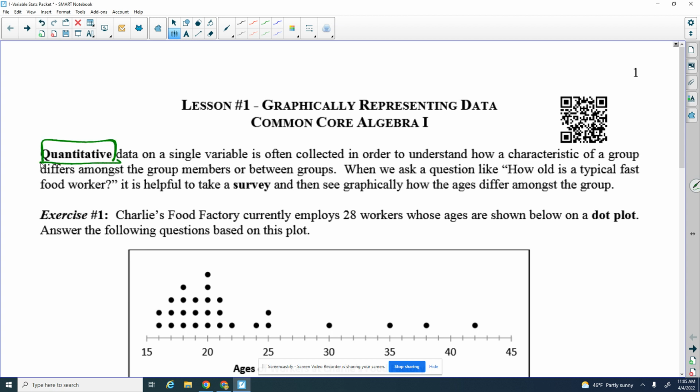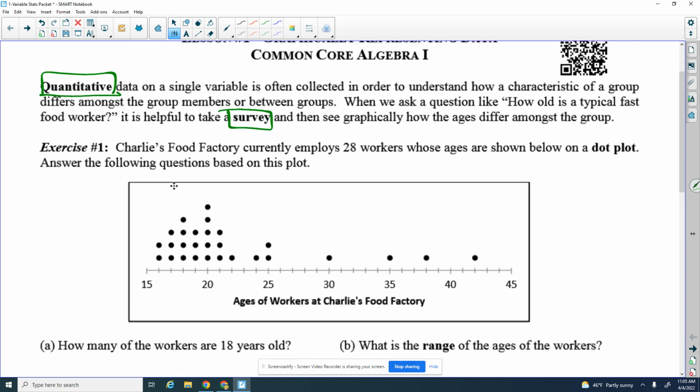Quantitative data. So that is focused on a single variable. It's often collected in order to understand how characteristics differ among group members. And we're going to work on this in the next lesson. We're going to take surveys and then see how this is different among different groups of people. So let's take a look at exercise number one.